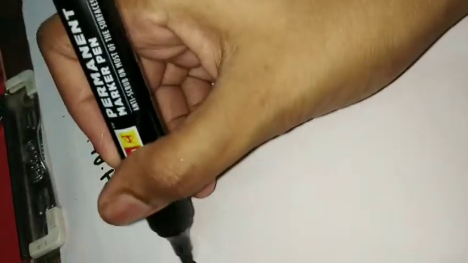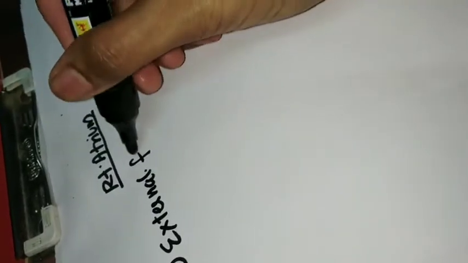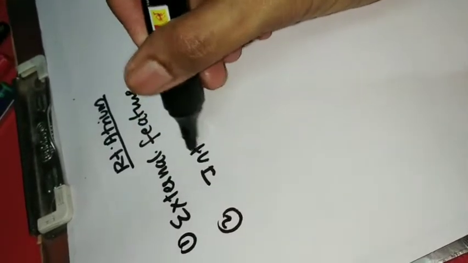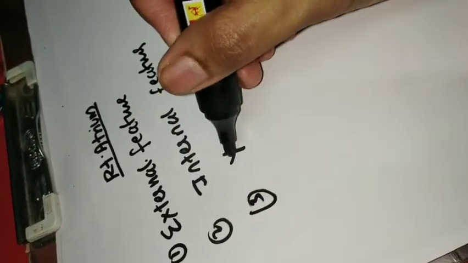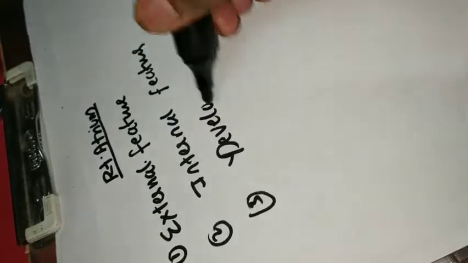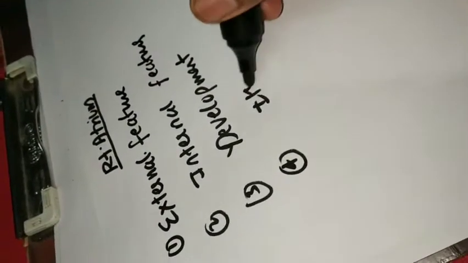So guys, today we are going to study about the right atrium, under 4 headings. First will be your external features, internal features, your development, and its blood supply.